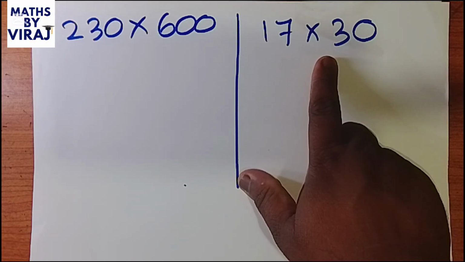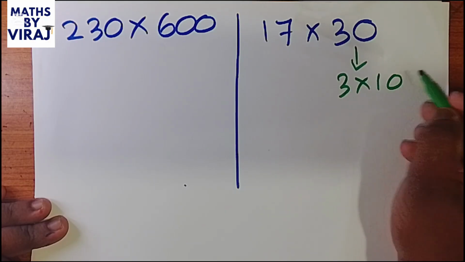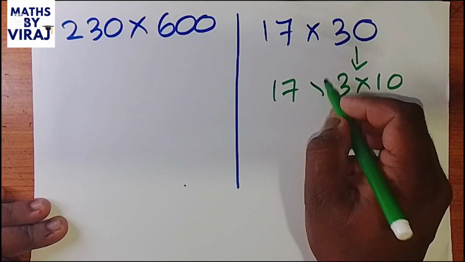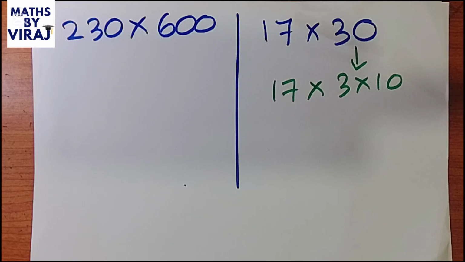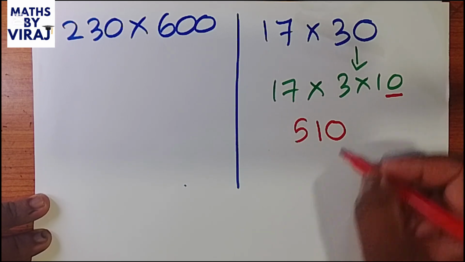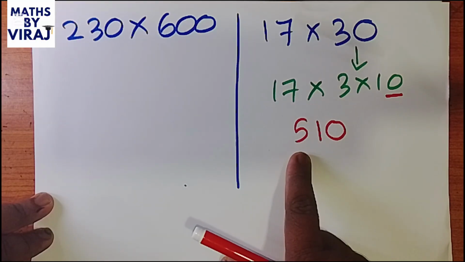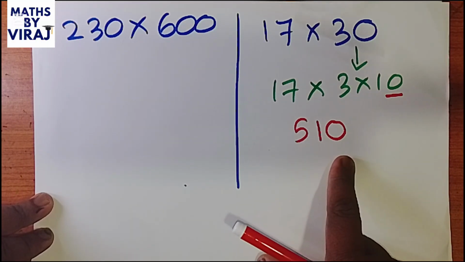Here, I'll do this sum first. 30 is 3 times 10. 17 multiplied by 3 times 10. 17 times 3. What is 17 times 3? 51. And the 0, you just add it over here. Therefore, 17 times 3 is 51, times 10 is 510.